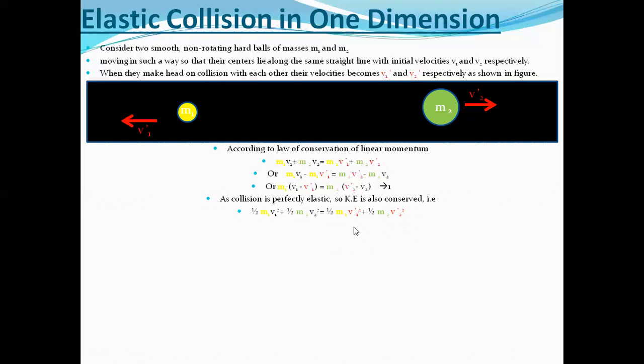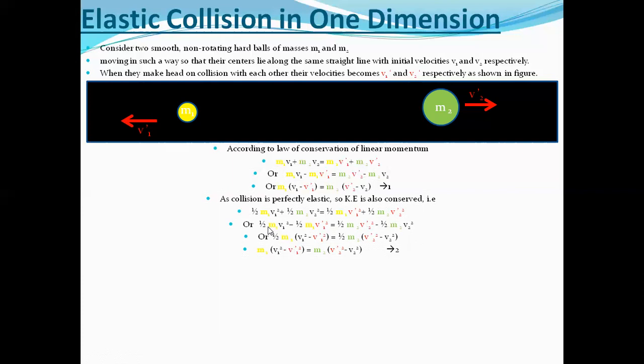Again, the same procedure. We will take the velocities of the first object on one side and the velocities of the second object on the other side. After doing that, we get half m1 v1 square minus half m1 v1 dash square is equal to half m2 v2 dash square minus half m2 v2 square. So in this process, we have taken the velocities of the first particle before and after collision on one side, and the velocities of the second particle on the right hand side.